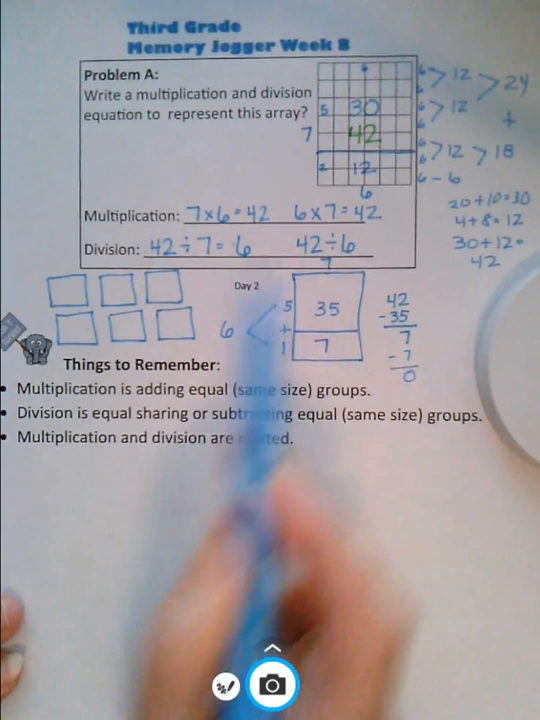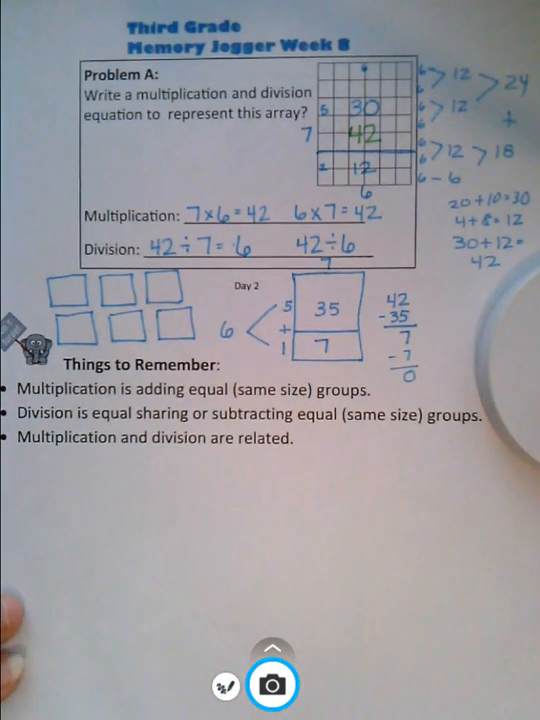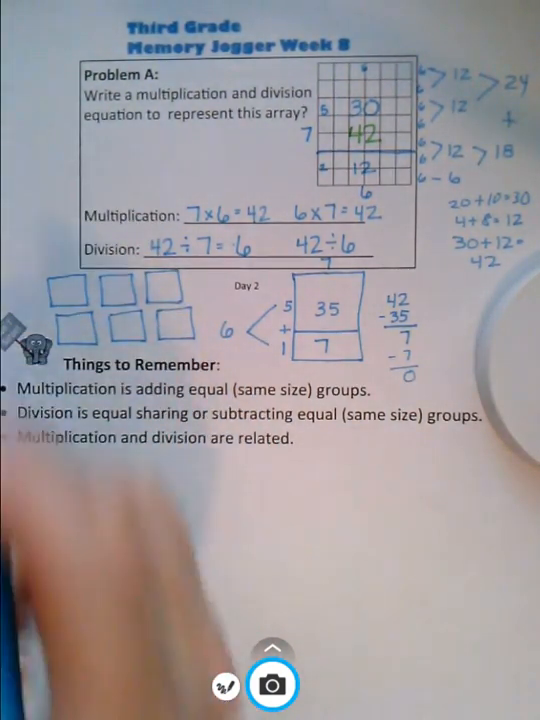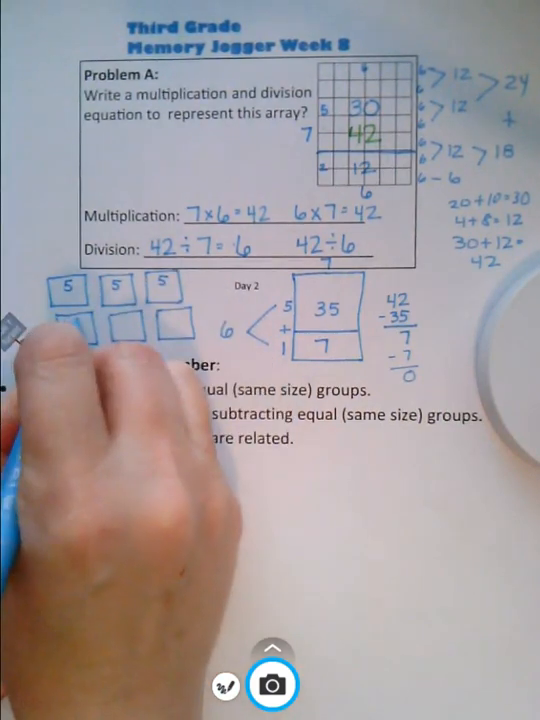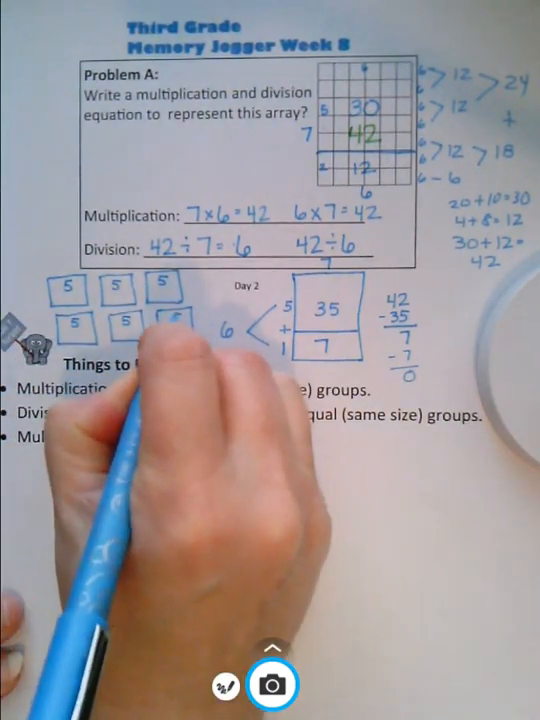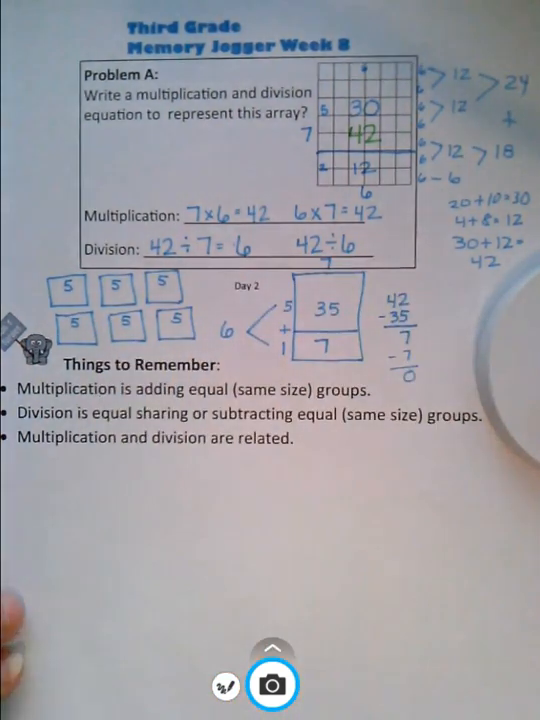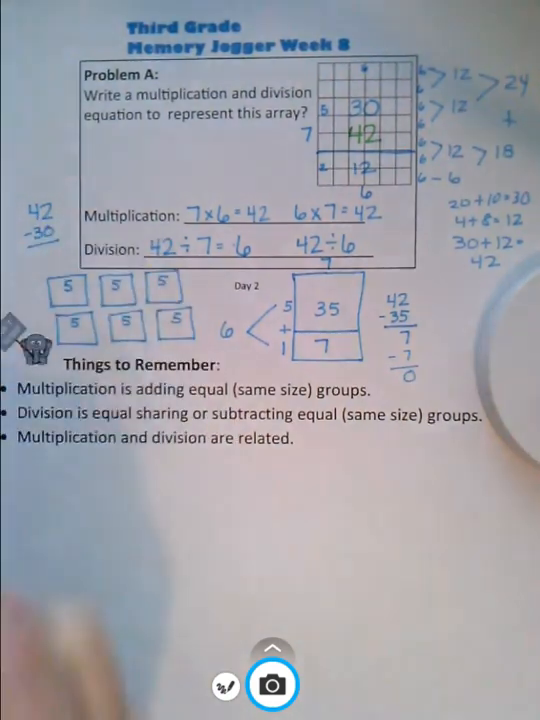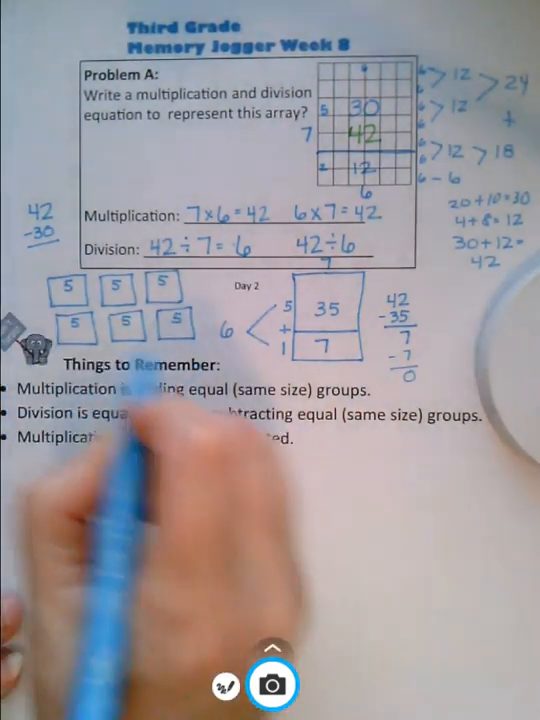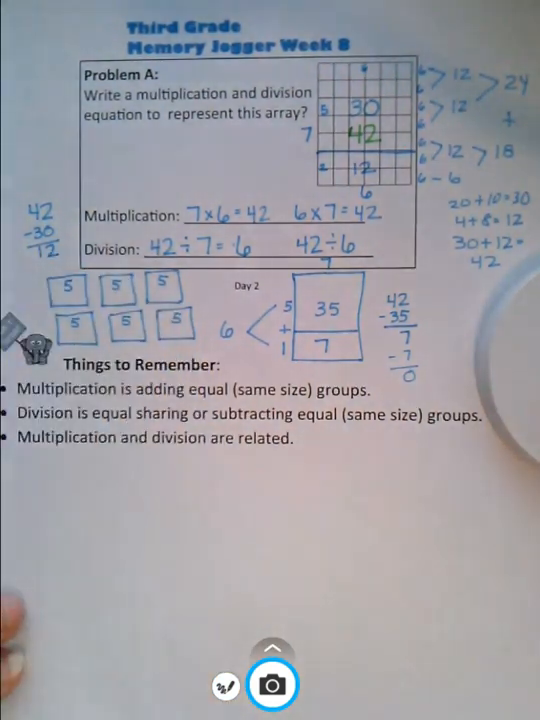if we're dividing by 6, if we tried to put 10 in each group, we would already be at 60. So 10's too many. So my next best choice is 5. So what if we were to put 5 in each group? 5 times 6 is 30. So we know we still haven't gone over our 42. So 42 minus 30, because I've already put 30 in the groups, and now we still have 12 left.